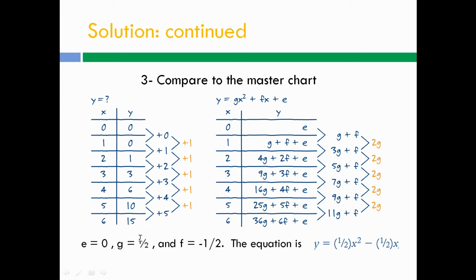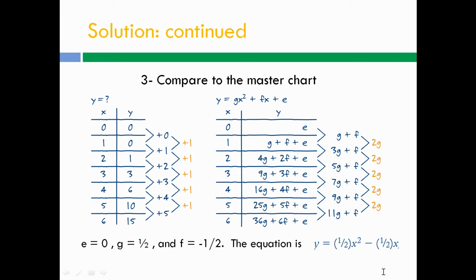So y equals g, which is half x squared, plus fx. f in this case is negative half. So instead of plus, you'll put minus half times x, plus the 0 for the e, but you don't have to write that, so you'll stop and this will be your equation.